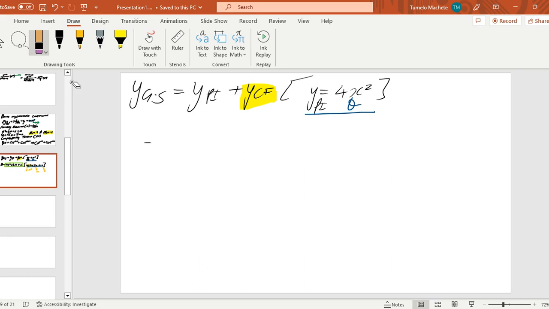So to solve for YPI, we're going to have to say YPI is equal to a replacing the 4x squared. So you replace it with alphabetical form.